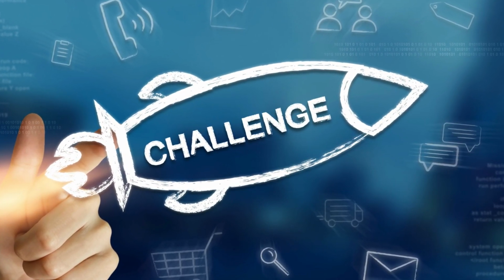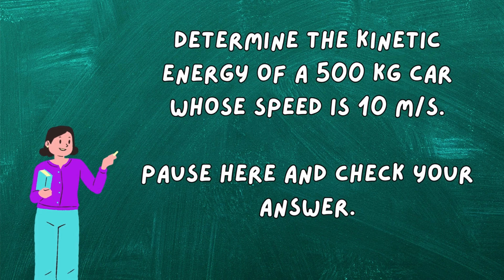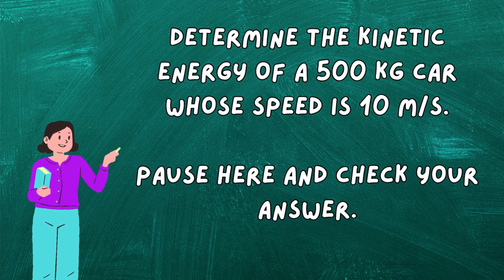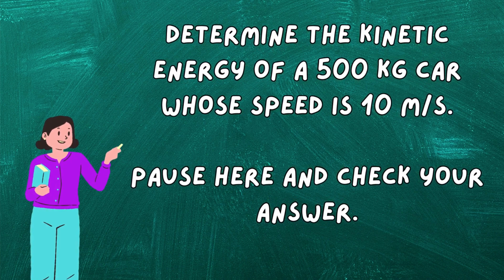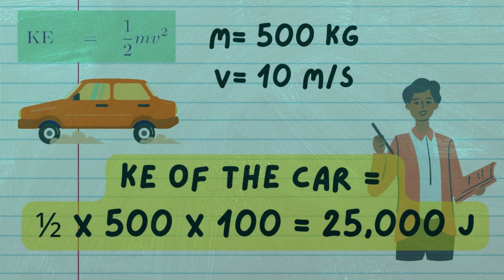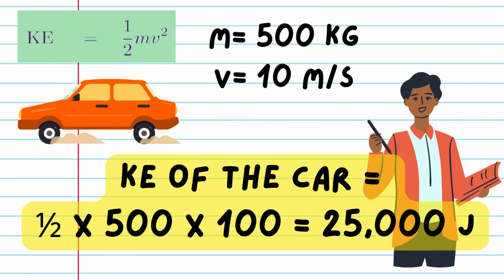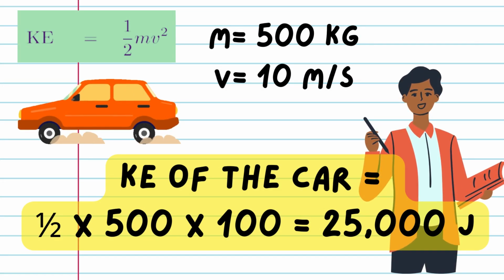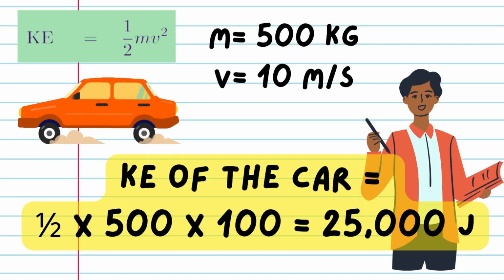Challenge question. Determine the kinetic energy of a 500 kilogram car that's moving at a speed of 10 meters per second. Pause here and check your answer. KE equals 1/2 mv squared. So in this case, it will be equal to 1/2 times the mass, 500 kilograms, times the velocity, 10 meters per second, squared, so that's 100. So that equals 25,000 joules.